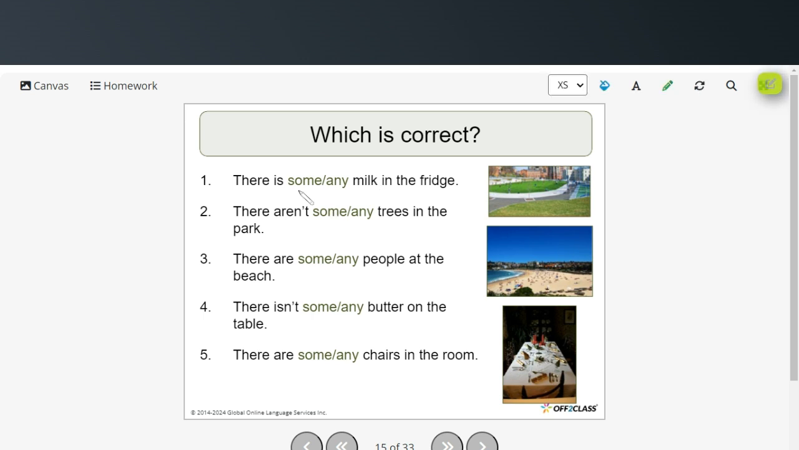There is some milk in the fridge. There aren't any trees in the park. There are some people at the beach. There isn't any butter on the table. And there are some chairs in the room.